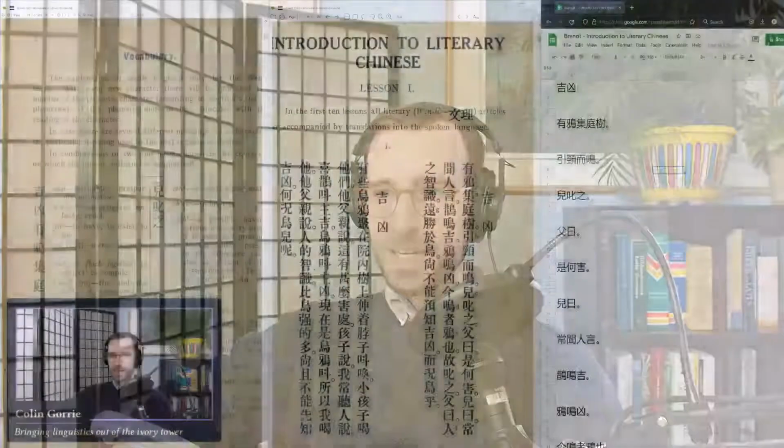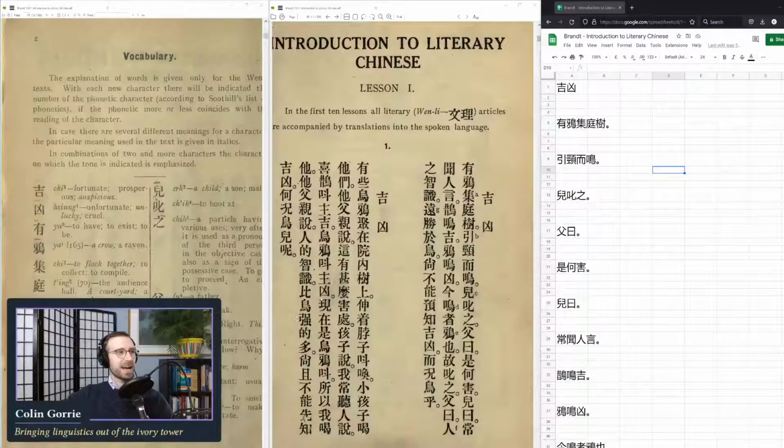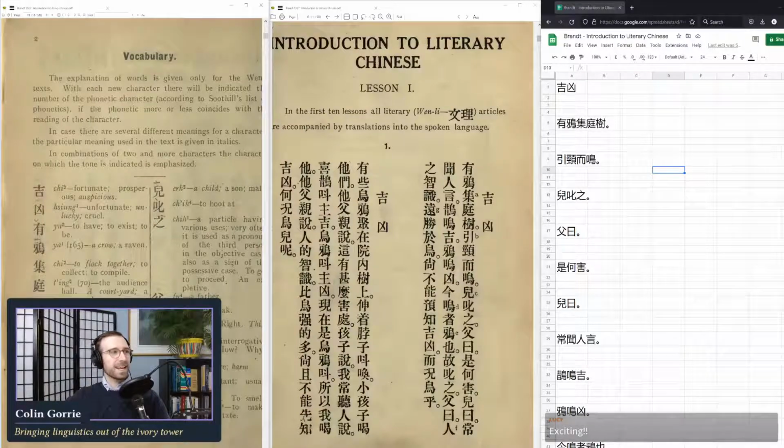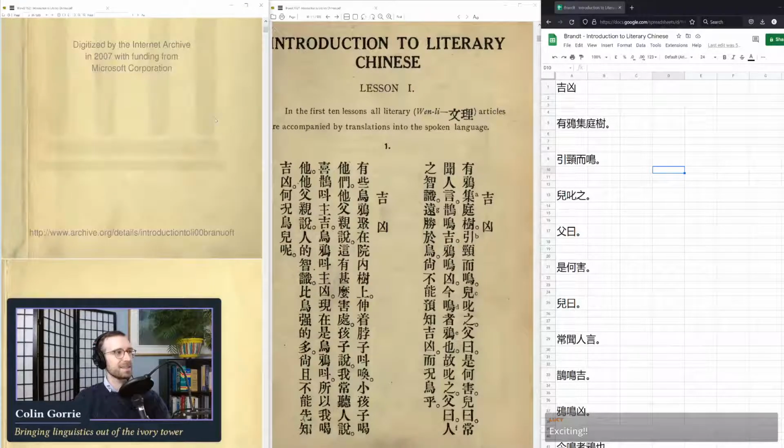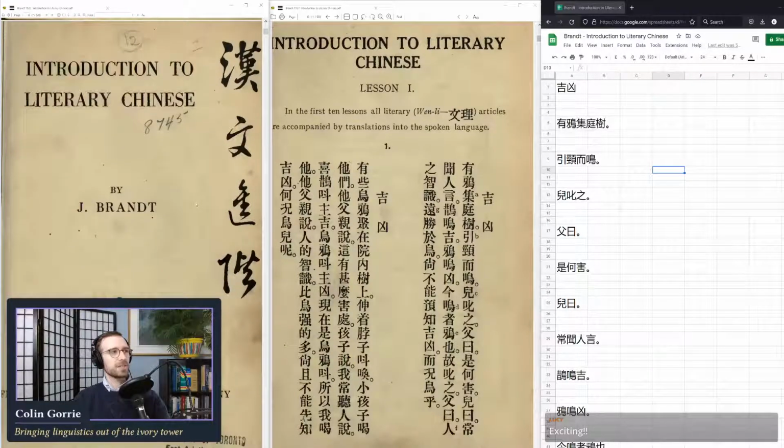Okay. So why don't we begin with the classical Chinese? Because I've got the windows set up. So let's move over and take a look at, yes, okay. You can see my expert tiling abilities here. So we're looking at a textbook. You can see here, Introduction to Literary Chinese by J. Brandt, and this is from 1927.